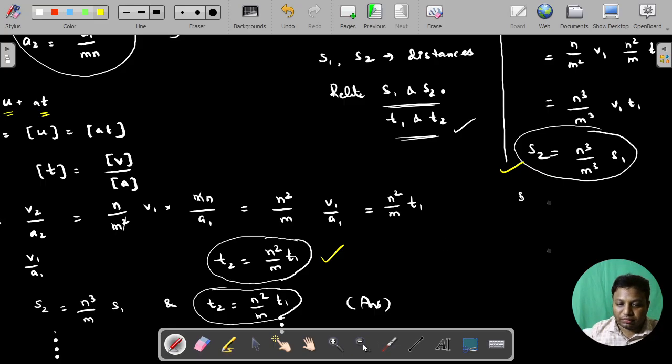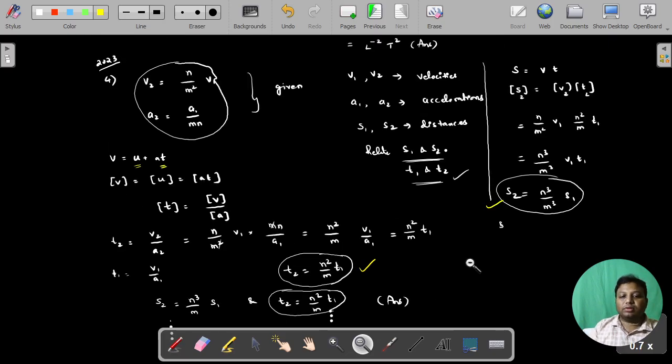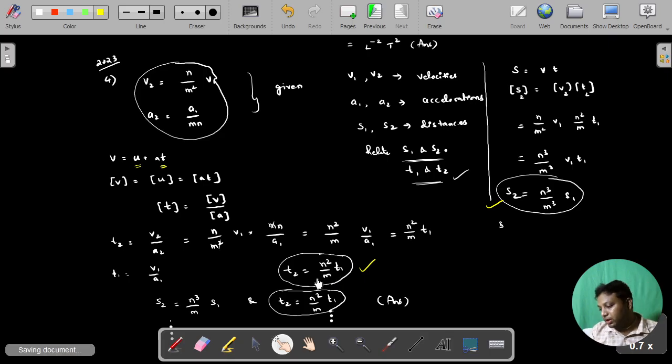Okay. So what I want to tell you is, before solving for the relation between distances, first you try to relate T1 and T2. The calculation is easier. So once you get this, you check in which of the options it is there. If it is there in 2 options, then you must calculate. If it is there only in 1 option, you can click that option right away. Okay, done.